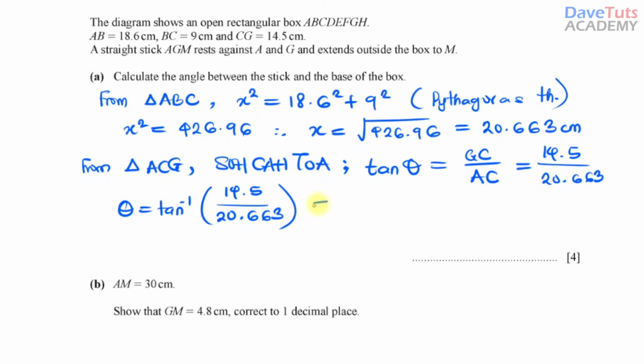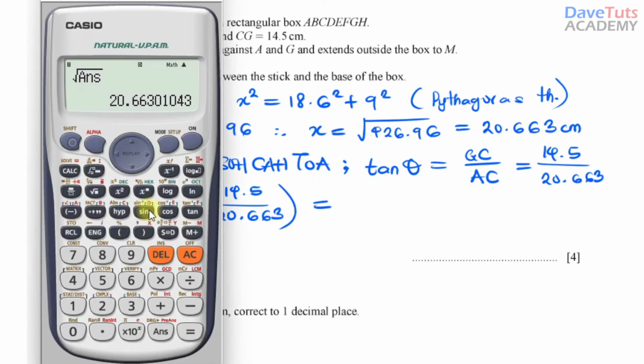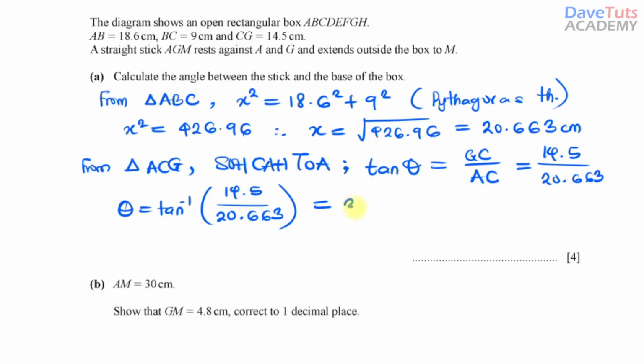So this is what we need to use our calculator to evaluate: arctan of 14.5 divided by 20.663. Okay, we want to close the bigger brackets. So this is 35.05877. But then we have been told that for angles we should round to 1 decimal place. So this will be 35.1 degrees as the value of theta in this question.